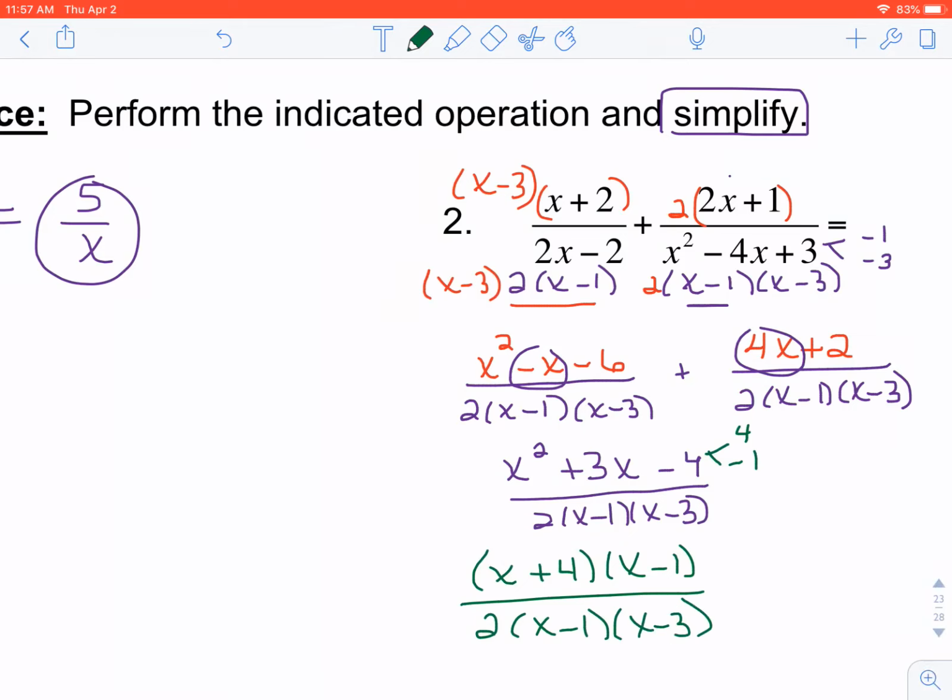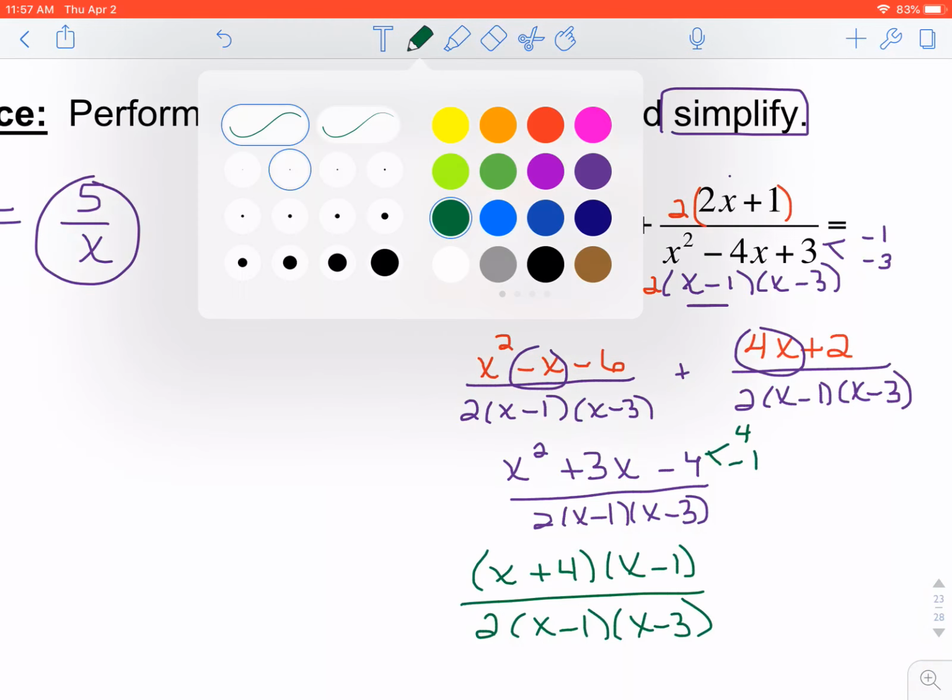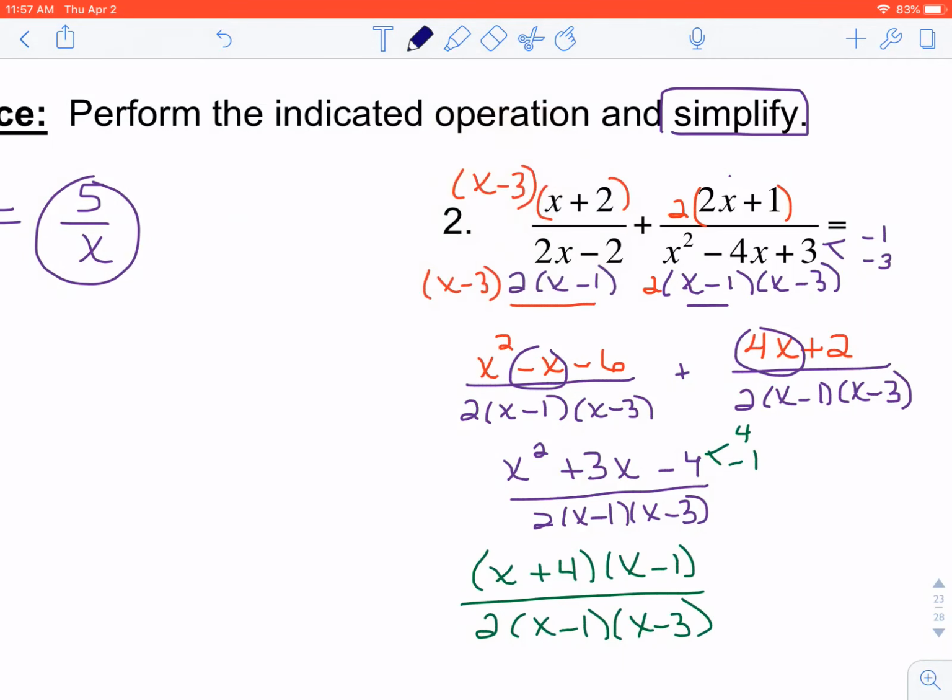So once things are factored, that's when we're allowed to simplify or cancel, reduce the current term that they have in common, and that would be x minus 1. So we're left with x plus 4. It had nothing in common with the denominator. It cannot cancel because the entire term needs to be the same as what's on the bottom. So x plus 4 divided by 2 and then x minus 3. So we perform the operation and now it's simplified.